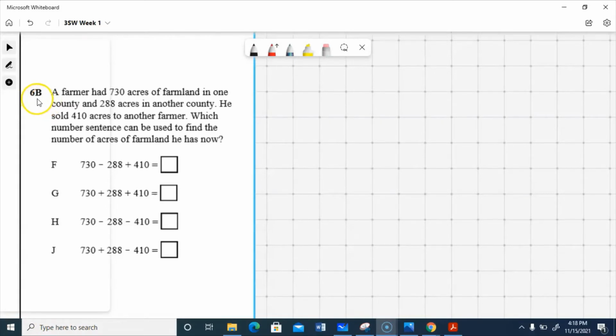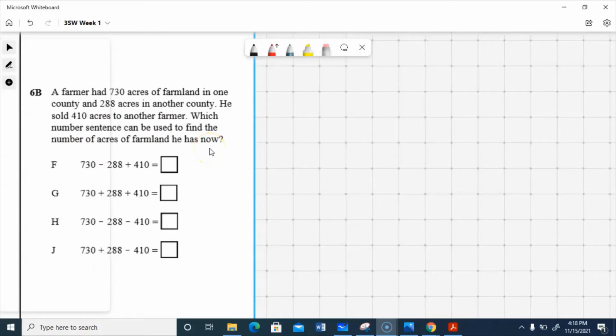Okay, 6B, follow along as I read. A farmer has 730 acres of farmland in one county and 288 acres in another county. He sold 410 acres to another farmer. Which number sentence can be used to find the number of acres of farmland he has now?